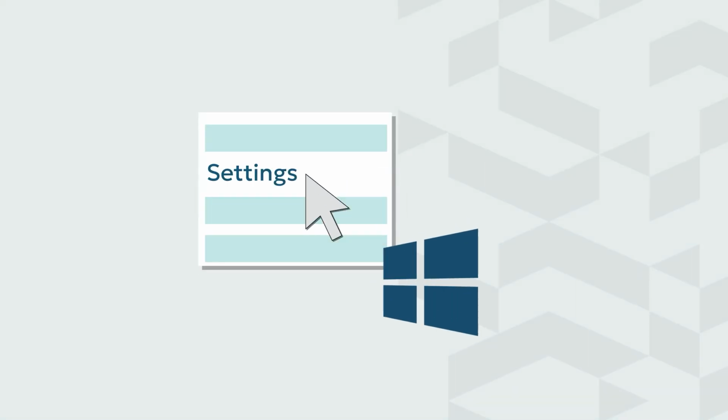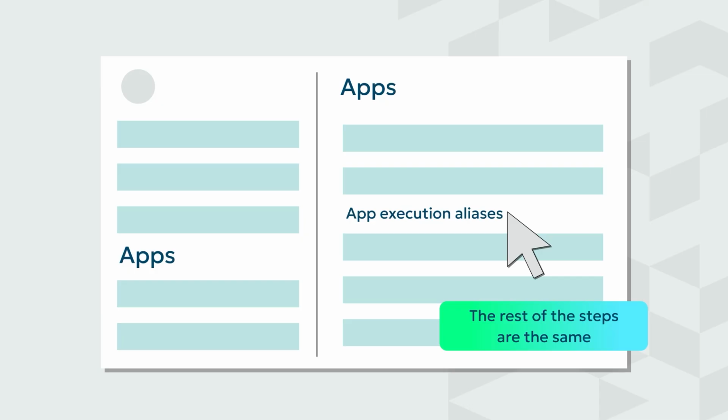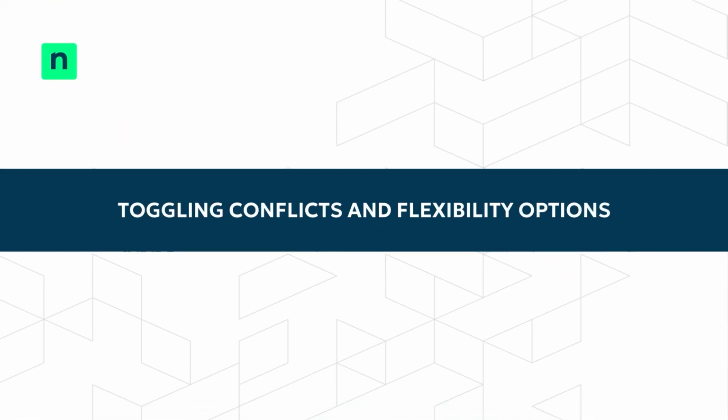Open Settings, choose Apps, then navigate directly to App Execution Aliases. The rest of the steps are the same. Toggling conflicts and flexibility options.